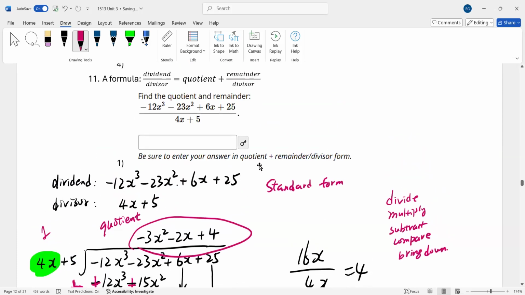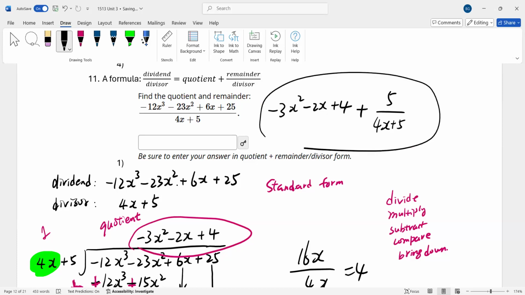be sure to enter your answer in quotient plus remainder over divisor form. Then the answer the system is expecting to see is going to be the quotient, that is 3x squared minus 2x plus 4, plus remainder. What's the remainder we have? 5. Okay, 5 over divisor. Divisor is 4x plus 5. So that's the answer the system expects you to enter in the box.